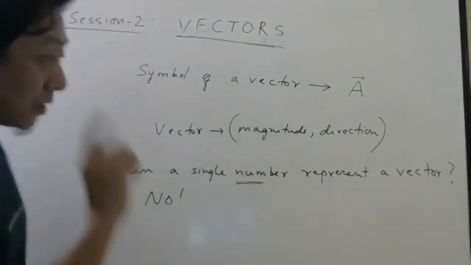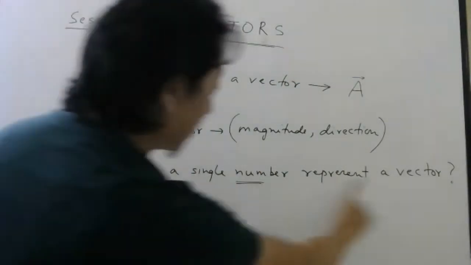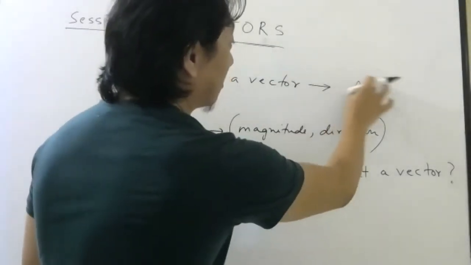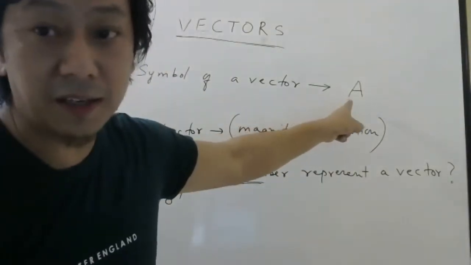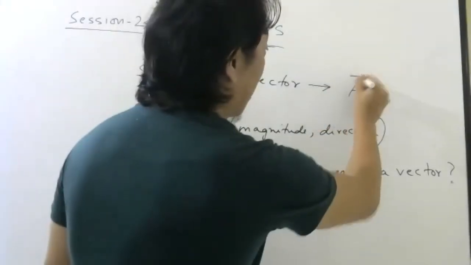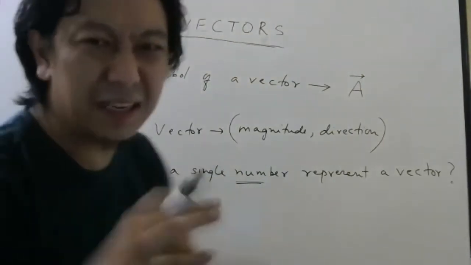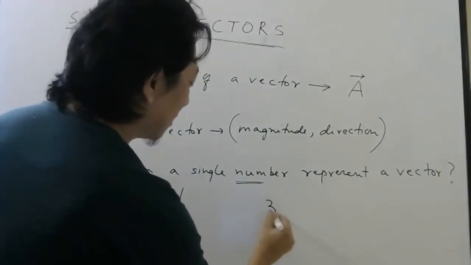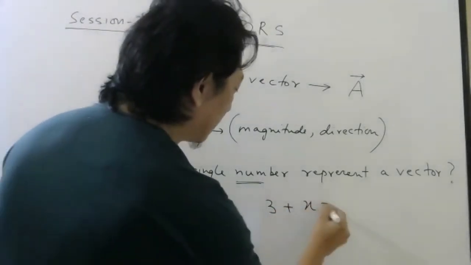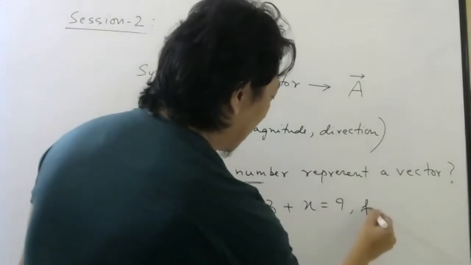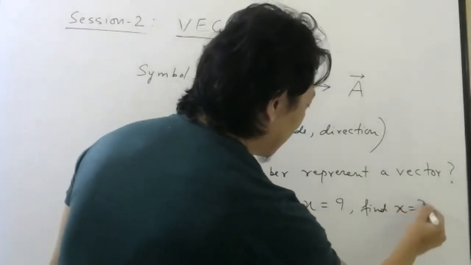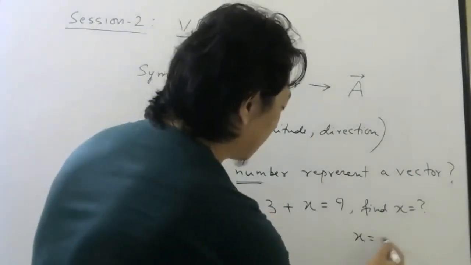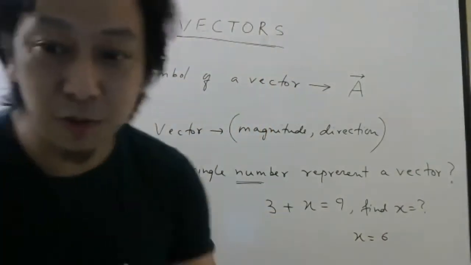So since a vector is not a single number, it is not good to represent a vector by such symbols. The reason is what? In school, I think in class 5, 6, 7, you may have done questions like 3 plus x equals 9, find x. You have done such questions, no? So when you answer this, what is the answer? 6. Right?